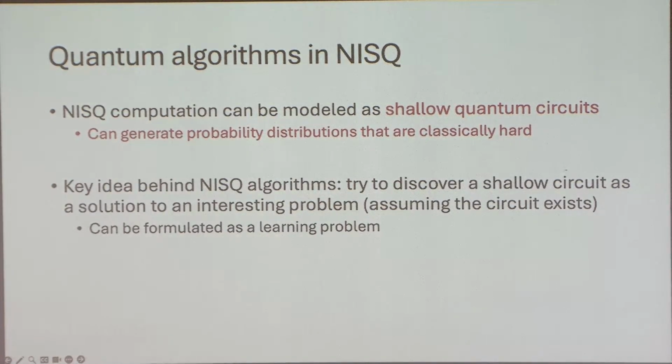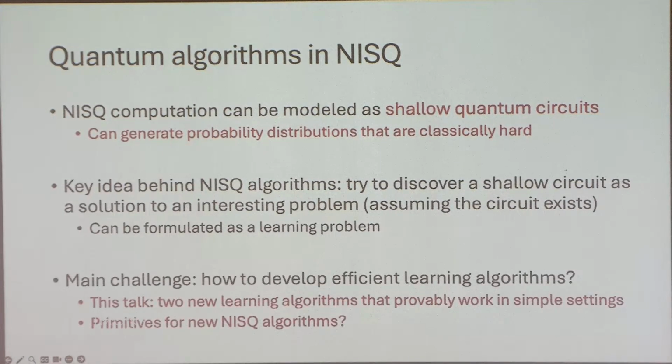If we distill the key idea behind these algorithms, it is to try to discover a shallow quantum circuit as a solution to an interesting problem, assuming such a solution exists. And this, indeed, can be formulated as a learning problem. So the main challenge in this direction is to develop efficient learning algorithms to find these interesting circuits. In this context, this talk is just two new learning algorithms that probably work in simple settings. And of course, an exciting future direction is to study whether this can provide new primitives for new NISQ algorithms.